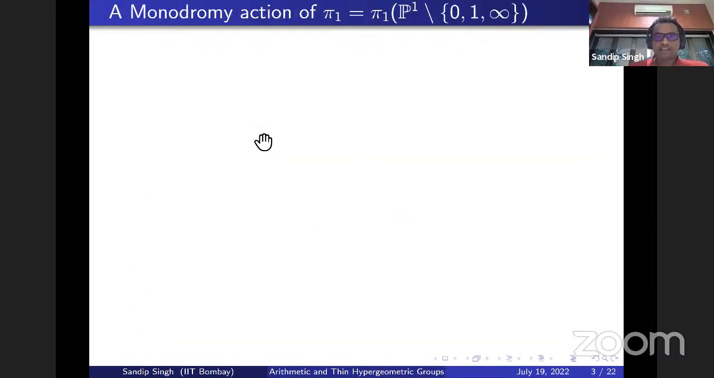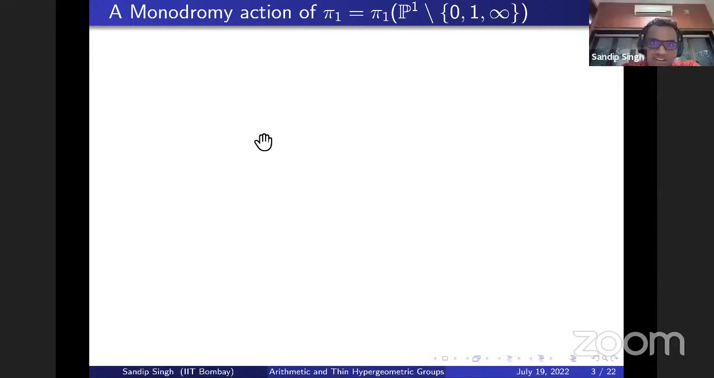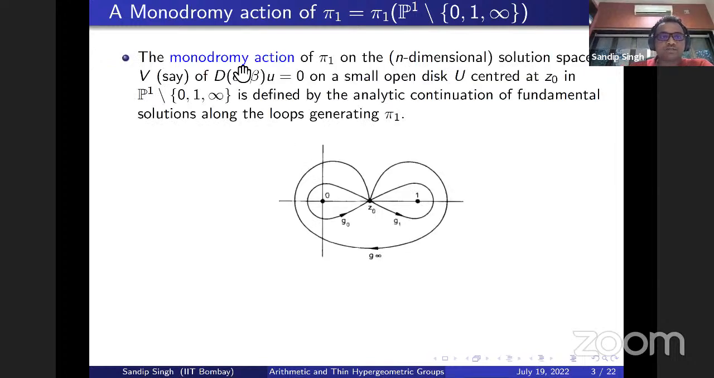Okay, so with that, let us define the monodromy. That we have also seen in detail in Boyker's and Ifan's talks, and I'll just quickly go through this. The monodromy action of pi1 on the n-dimensional solution space V of this differential equation on a small open disk U, where U is a disk centered at Z0 inside P1 minus 0, 1 and infinity, is defined by analytic continuation of fundamental solutions along the loops generating pi1.